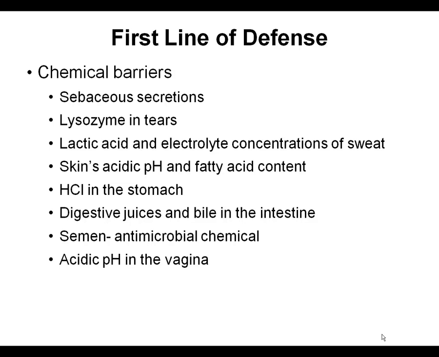Semen itself is antimicrobial. It's going to keep any organisms that may penetrate through the reproductive tract. The semen itself has some antimicrobial chemicals that can kill those. And then the pH of the vaginal tract is very low, sometimes as low as 3, and it can cause microbes to not be able to survive.